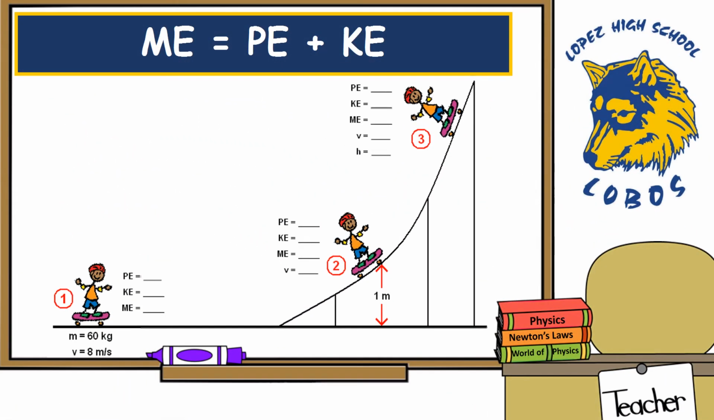What would be the potential energy of the skater at the bottom of the ramp? Well, because the height at the bottom of the ramp would be 0, that means that potential energy would also be 0 joules. Okay, now let's look at kinetic energy.